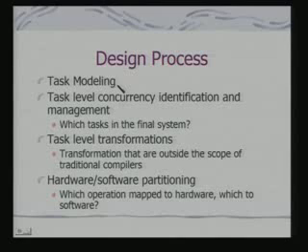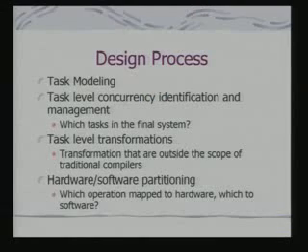So, the design process involves therefore task modeling, using any kind of modeling tools. Then task level concurrency identification and management: which tasks are in the final system, how the tasks are to be put in concurrent models or concurrent modules. We also need to do task level transformations, transformations which are outside the scope of traditional compilers maybe, or even if they can be done by the compilers, you should know what kind of transformations are possible which can be applied to the tasks. What is the objective of the transformations? The objective of the transformation is to make the system more efficient.